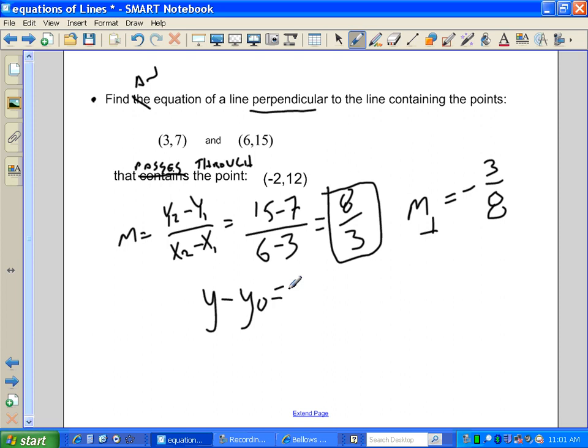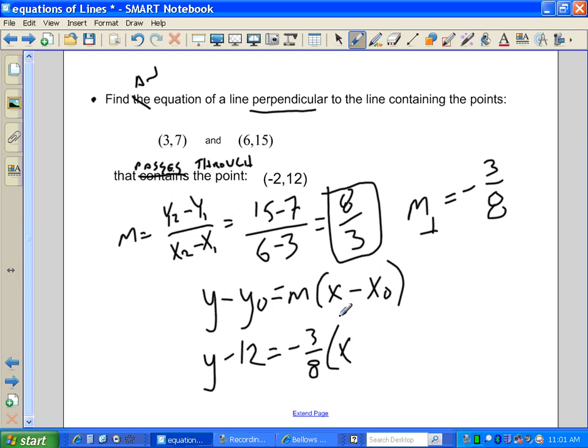Okay, here's where you see why point slope equation is your friend. y minus y naught equals m times x minus x naught. Okay, y minus, pick the y value that we're using. y minus 12 equals my slope, negative 3/8, times x minus the corresponding other value, x minus negative 2. And we are just about all done writing this equation out.